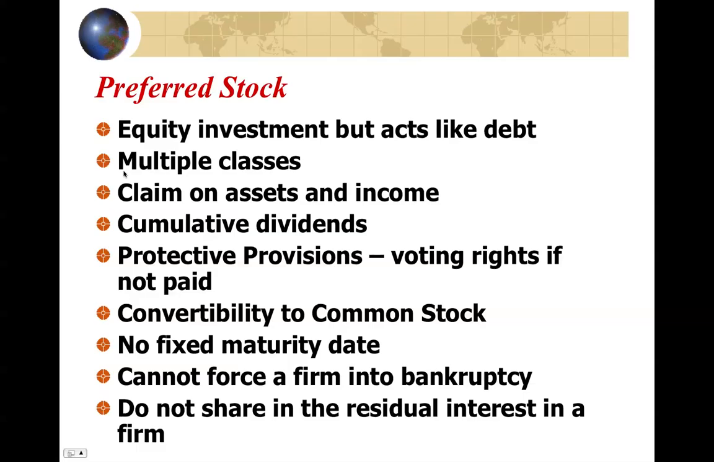Preferred stock is equity, but it kind of acts like debt because you get a certain rate of return. It can have multiple classes. It has a claim on assets and income. It has cumulative dividends, which means all preferred shareholder dividends must be current for all years before any dividends can be paid to common shareholders.